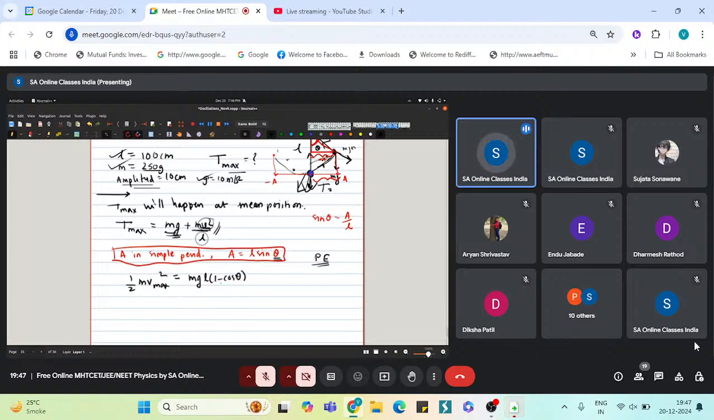So this will be, and we'll just say that the entire energy of that block at extreme position is just going to be potential energy. So this is at extreme position, and this is at mean position. At mean position the entire energy will be kinetic energy, and at extreme position the entire energy will be potential energy. So these are the two things that we are equating.